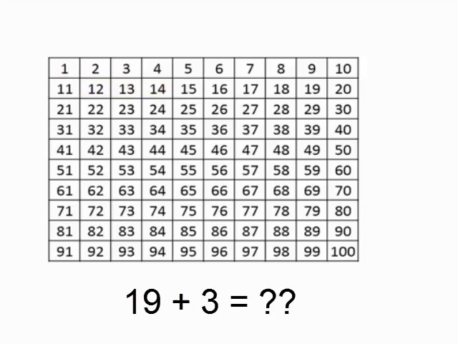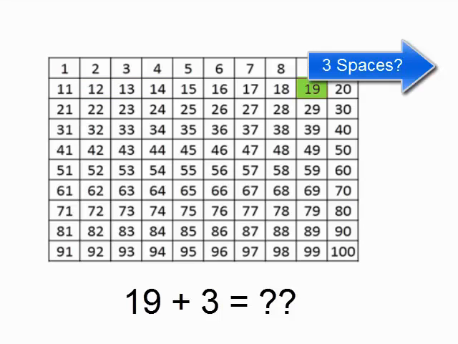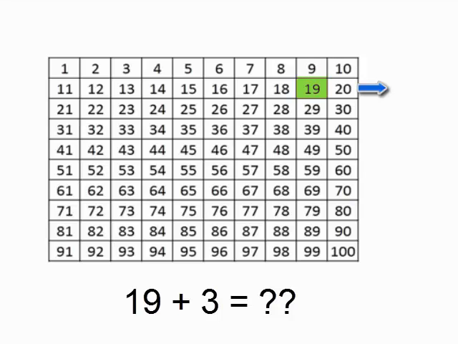What happens if we want to do 19 plus 3? We can't move 3 spaces to the right from 19, so what can we do? It's kind of like reading a book. When you get to the end of a line, you go down to the next line and start over from the left. This allows us to finish the calculation. Starting from 19, we move 3 spaces to the right, 1, 2, 3. So 19 plus 3 equals 22.